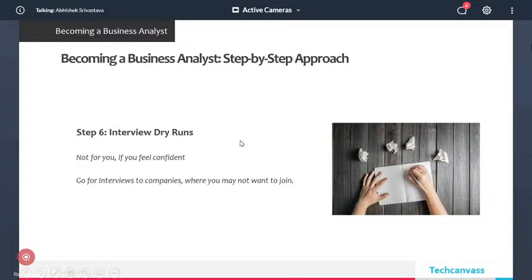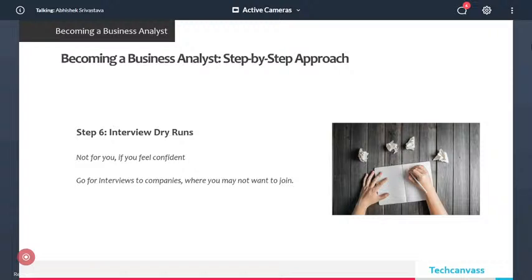Okay. So these are the six steps which you should be using to prepare yourself to become a business analyst. It's an approach which is proven and it has worked for many people, whether you come from a travel background or sales background, operations background, or even cabin crew or air hostess background.